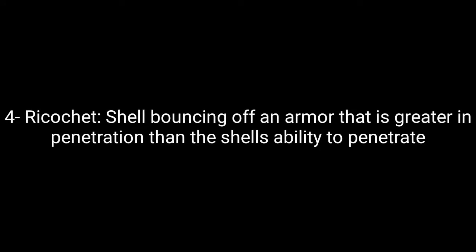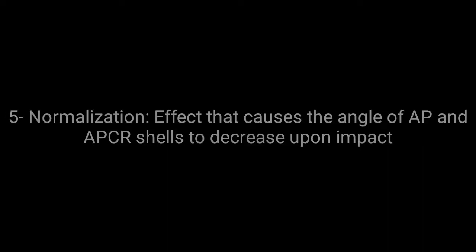Ricochet is an effect when a shell bounces off an armor which it is not able to penetrate because the armor is so thick. Normalization decreases the angle when the shell hits the armor, and so the overall effective armor thickness decreases. Lastly is the muzzle velocity, which is the shell speed when it leaves the barrel of the gun.